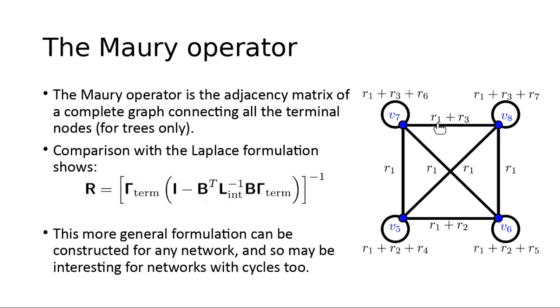The resistance between the nodes is their common resistance on the tree. So I said before that everything can be treated hierarchically. If nodes are only related by the entrance branch, then the resistance between them is R1. But if they're next to each other on the tree, then they have 2 branches in common, so the resistance between them is R1 plus R3. And if we compare that to the Laplace formulation, we can see that this Maury matrix R is equal to this combination of linear operators, where L is this internal Laplacian. And this object exists for any network, but it only becomes useful when your system is a tree, basically.